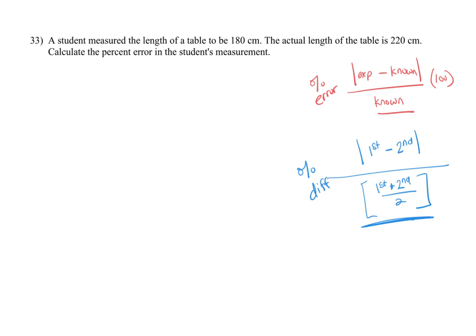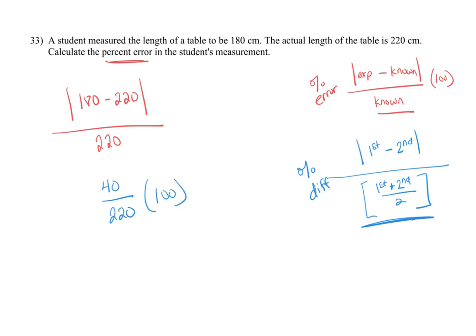So for this one, it says percent error. So a student measured the length of the table to be 180. The actual length is 220. Calculate the percent error. So I'm going to say 180 minus 220 is my numerator, absolute value, because I don't need a negative or positive here. What is my known value that will be my denominator here? What's my known value? The 220. All right. So what is the absolute value of 180 minus 220? It's 40. And what happens when I divide 40 by 220 and then multiply by 100? What do I get there?